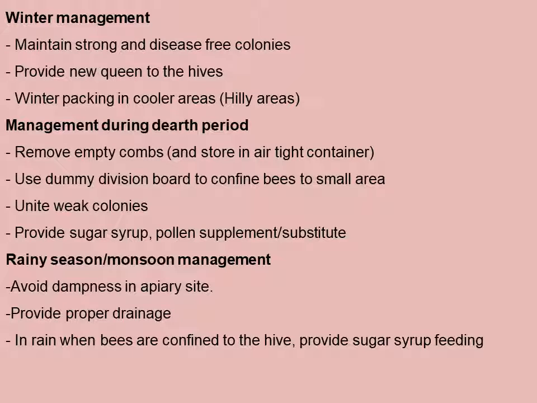Management during the dearth period: remove empty combs and store them in an airtight container. Use a dummy division board to confine bees to a small area. Unite weak colonies so that there is one big colony, and then the honey production and the wax production are more. Provide sugar syrup, pollen supplement or substitute.